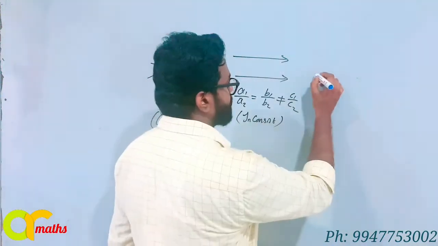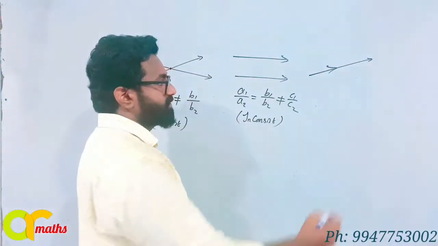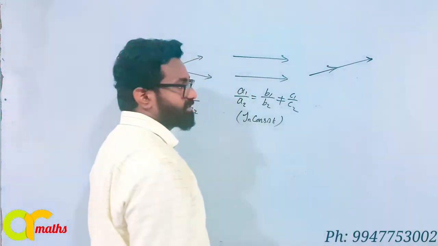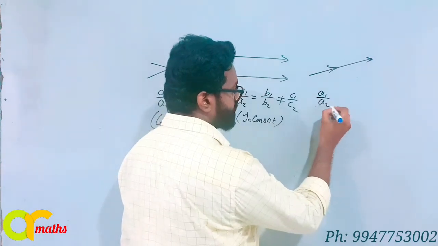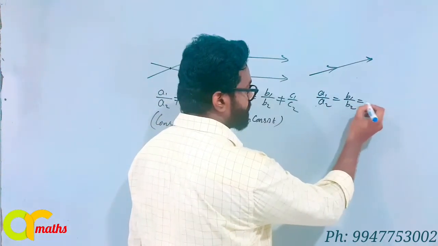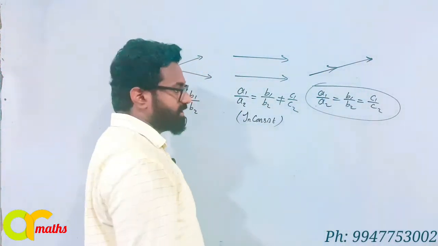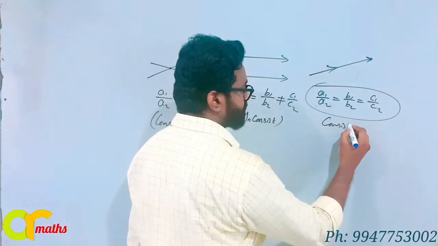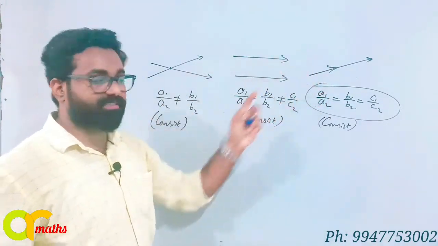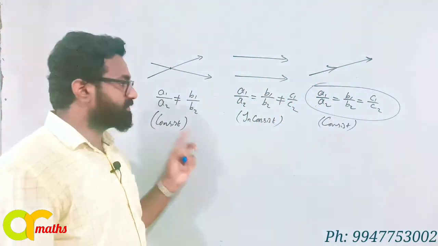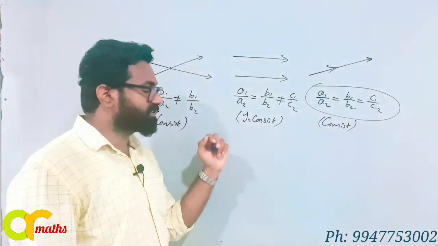Next, if two lines are like this, how many solutions? Infinite solutions. That means a1 divided by a2 equal to b1 divided by b2 equal to c1 divided by c2. So there exist infinite solutions, that is consistent. In these two cases there exist values of x and y, that is consistent. In the other case there is no value of x and y, so it is inconsistent.